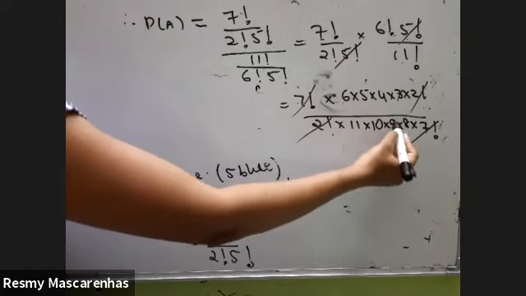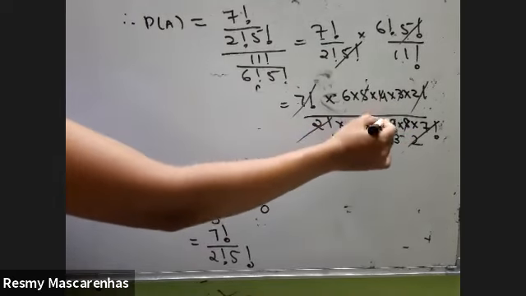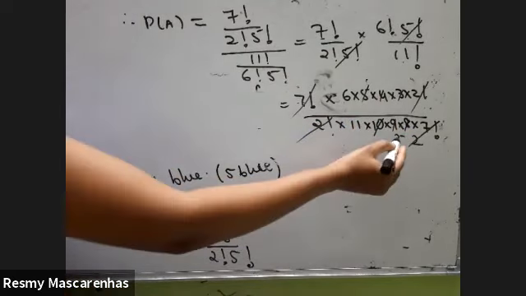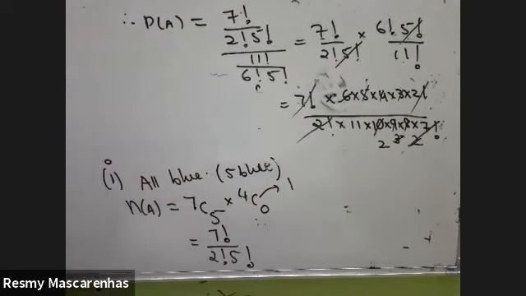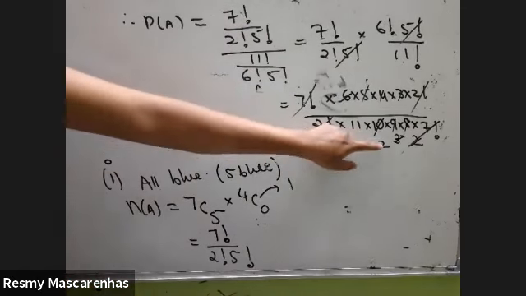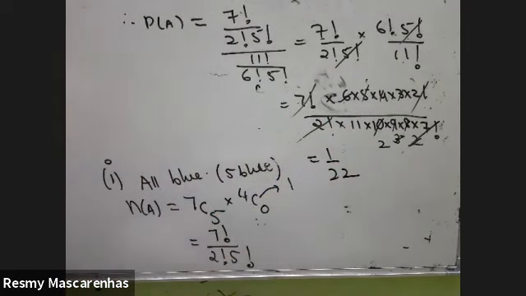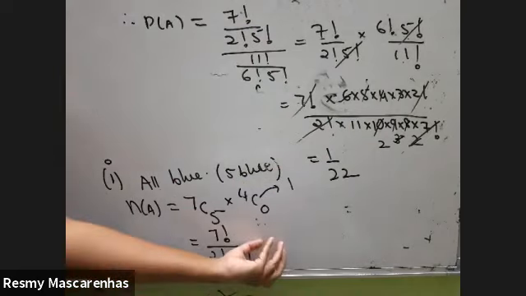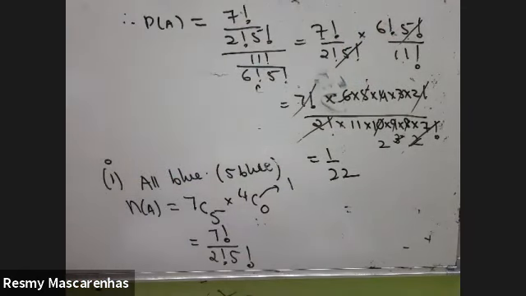3 3s are 9, 4 2s are 8, 5 2s are 10, and 3 2s are 6. So in the numerator everything is gone, and only 2 is left. So 1 by 22 will be our answer. Those who want could have calculated this value separately and then divided. Same answer you will get.